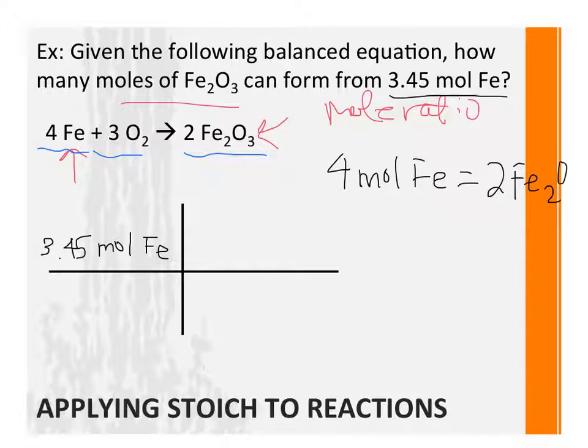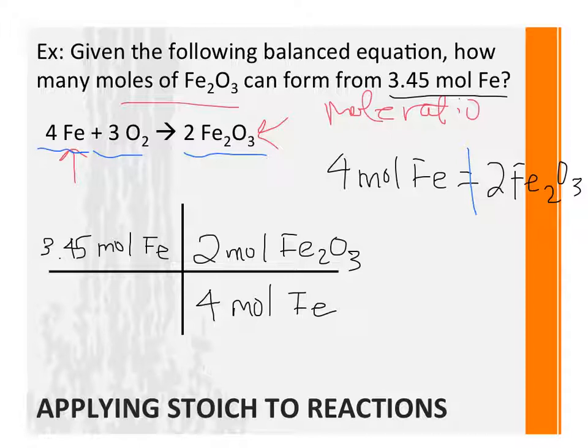So now, if you do what we did before and choose a denominator, you're going to pick moles of iron to go in the bottom because you need that to cancel out. So 4 moles of iron is equivalent to 2 moles of iron 3 oxide.